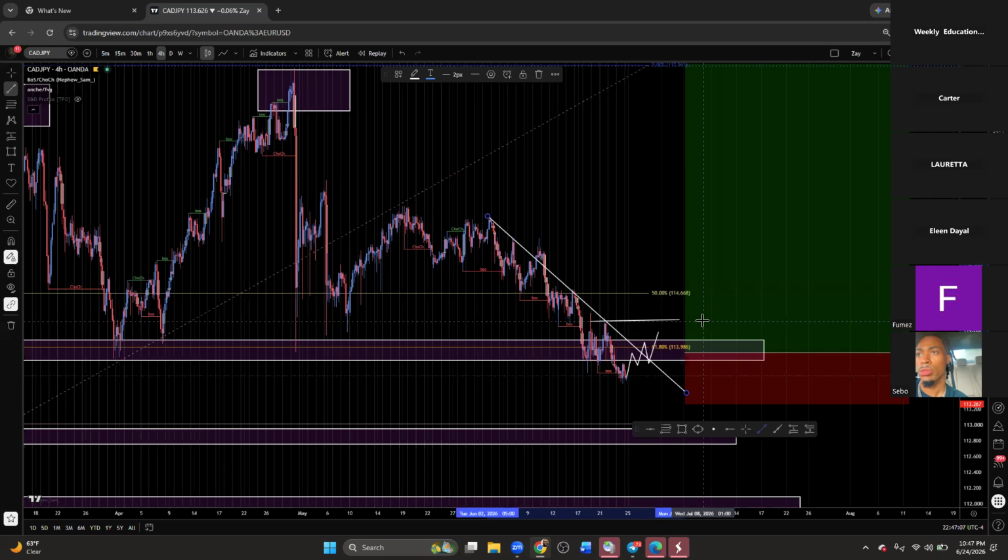Depending on what type of trader you are: swing traders, daily time frame. Day traders, 4 hour time frame. Intraday traders, 1 hour time frame, and my scalpers, 15 minute time frame.